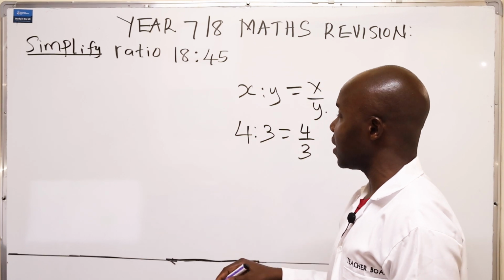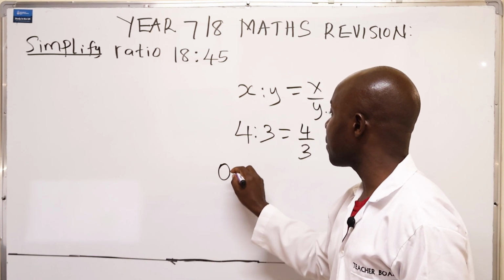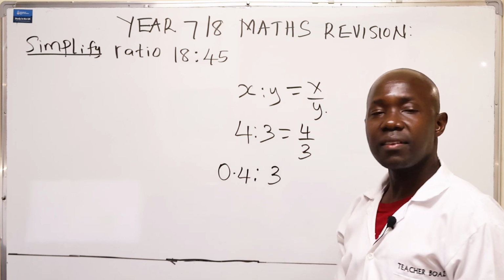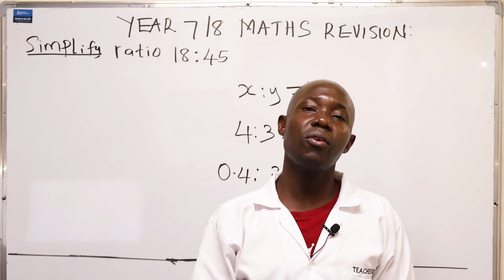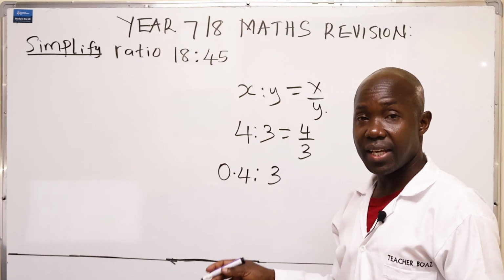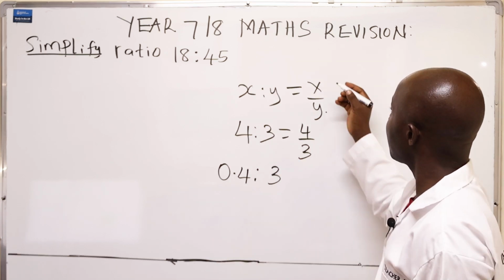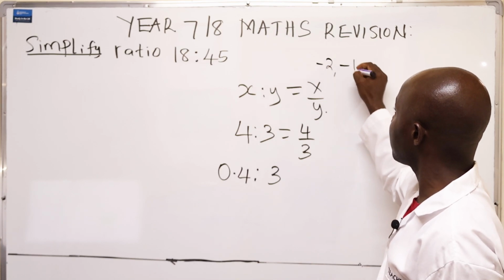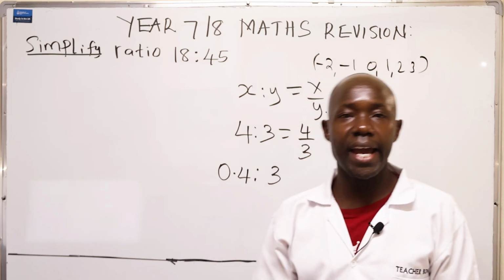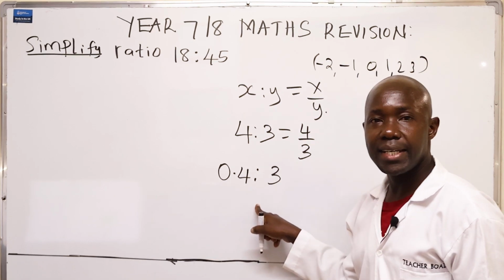Before you simplify this, I would love also to explain something. Somebody may give you a number like 0.4 ratio 3. There is no ratio that is in decimal or in fraction. You should always express them as integers. Integers means whole numbers, numbers like -2, -1, 0, 1, 2, 3. So a ratio can be negative but cannot be a decimal; it should always be integers.